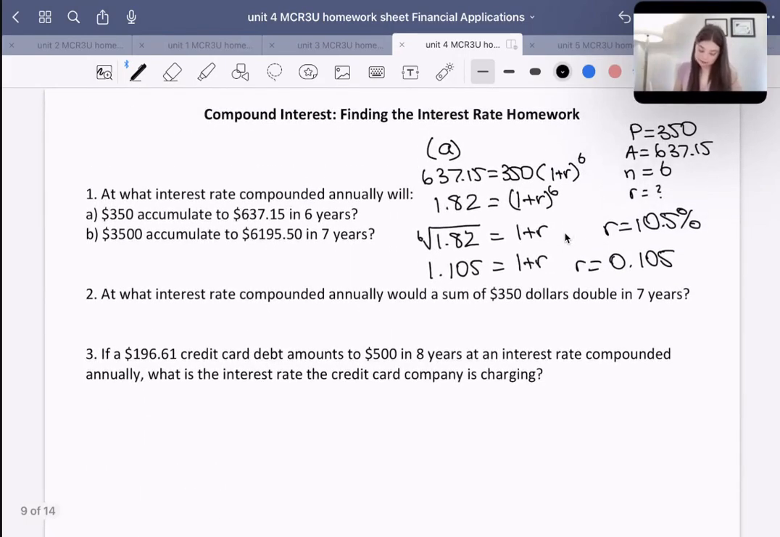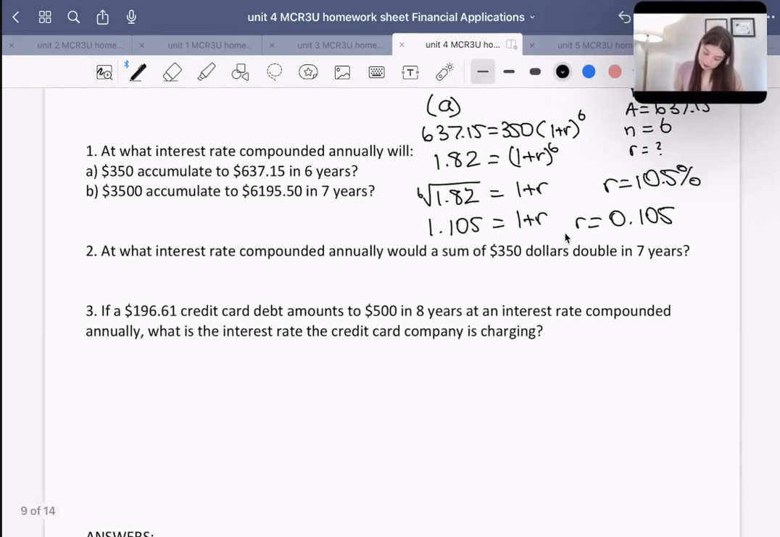We did it. Let's do part B down here. This one's asking, what's the interest rate if $3,500 accumulates to $6,195.50 in 7 years. So right away, we're expecting this interest rate must be less than the first one. If we get something more than the first one, we probably have done something wrong.